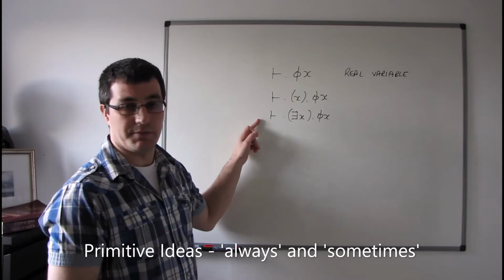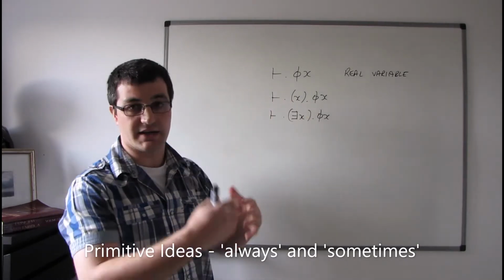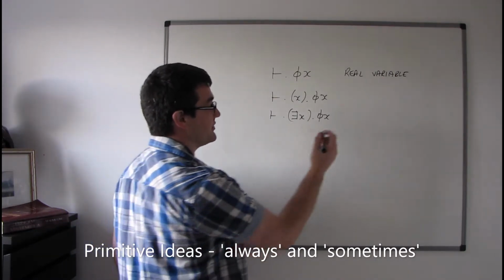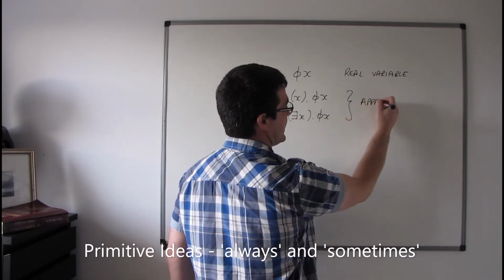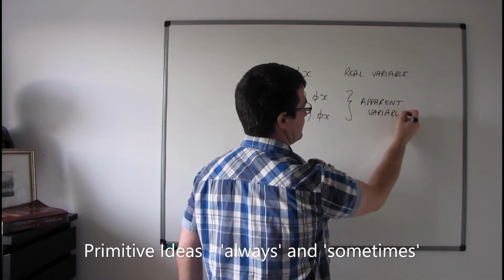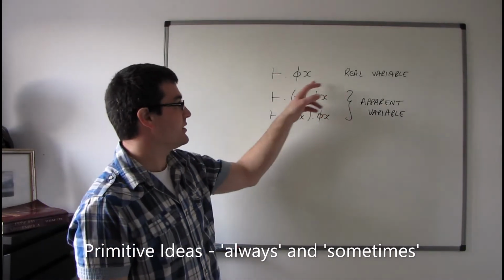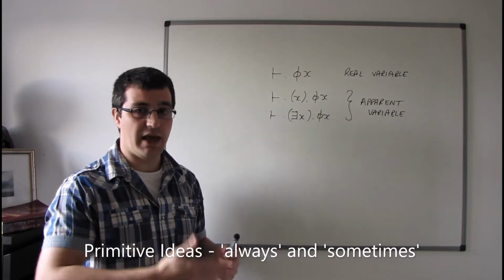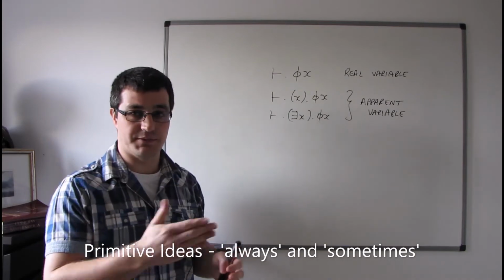Or I can make these two assertions, sorry. In the first assertion, I'm saying phi x always. In the second one, I'm saying phi x sometimes. In both of these cases, I've got what's called an apparent variable. The reason for this being called a real variable is because I can genuinely vary x in this case. As I vary x, I will get different propositions.